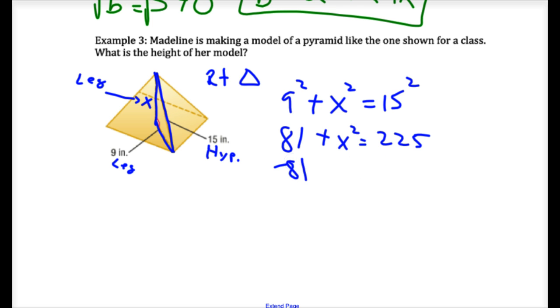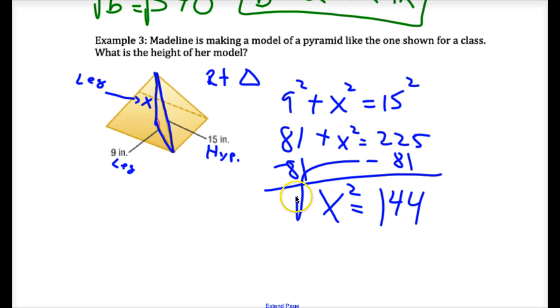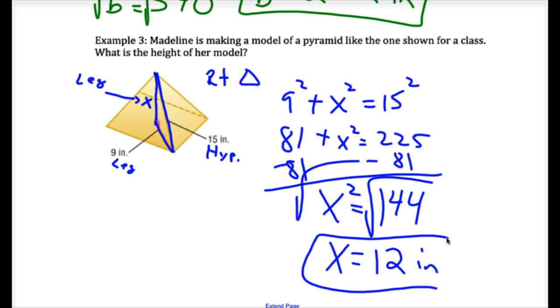Subtract 81. What's 225 minus 81? 144. Sweet. I don't even need my calculator to do this. Square root both sides. What's the square root of 144, guys? 12. Guys, that pyramid is 12 inches tall. 12 inches. Okay? Yeah. 12, 9, 15. That's one of the Pythagorean triplets as well.